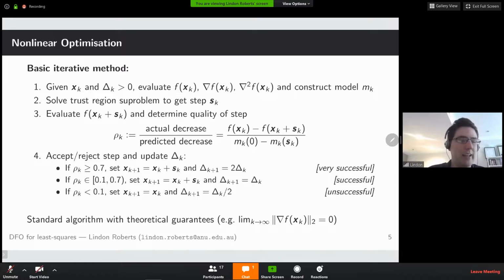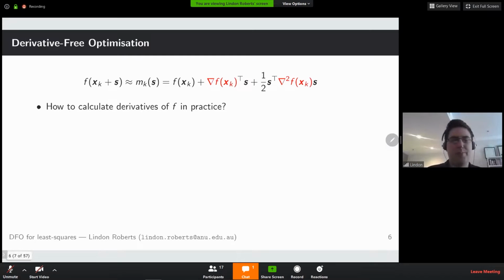And if things are going badly, where we got a very small decrease in our function, or perhaps rho is negative and we increased our function value rather than decreased, then we'll consider that unsuccessful. We won't change where we are, and we'll shrink the size of our trust region radius in the hope that that'll make our model more accurate, because as we know, if you shrink the region, the Taylor series should become more accurate. And that's the basic flavor of the algorithm. It's well studied, and the sorts of theory that you get around it look something like, in the limit, the gradient of your iterates goes to 0. Those are the sorts of theoretical guarantees you might end up with.